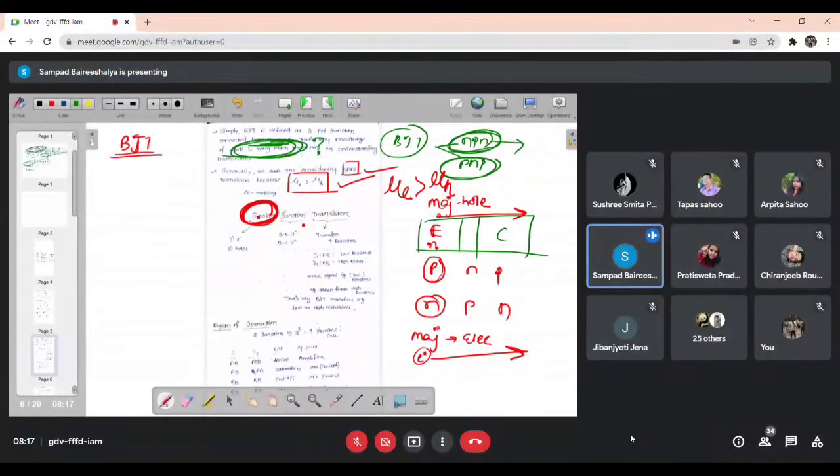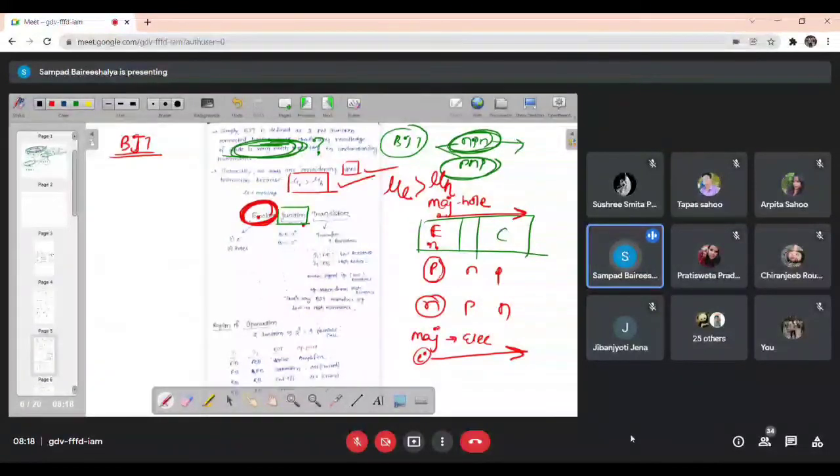Why junction? Because in this transistor we are creating two junctions: the junction between emitter and base, and the junction between base and collector. Because of those two junctions, we have the keyword junction over here.